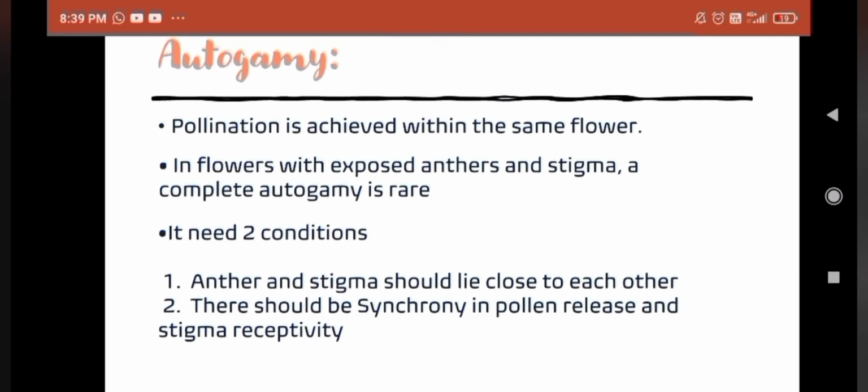If we want it, then it needs two conditions. One, anther and stigma should lie close to each other. And second, there should be synchrony in pollen release and stigma receptivity. It means the time of pollen release and stigma receptivity should be the same. Now let's see the example of autogamy.